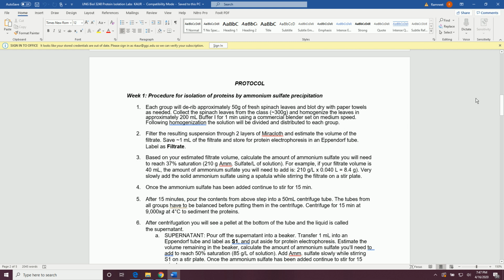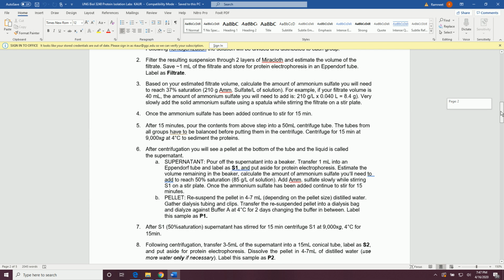So you collect the filtrate, and to that filtrate you will be adding ammonium sulfate. You will be required to calculate the amount you need to add to reach 37% saturation. After you collect the filtrate, you would have divided the filtrate among different groups, and every group would have maybe around 40 ml of the filtrate, and you would have added ammonium sulfate according to the calculation given here to reach the 37% saturation.